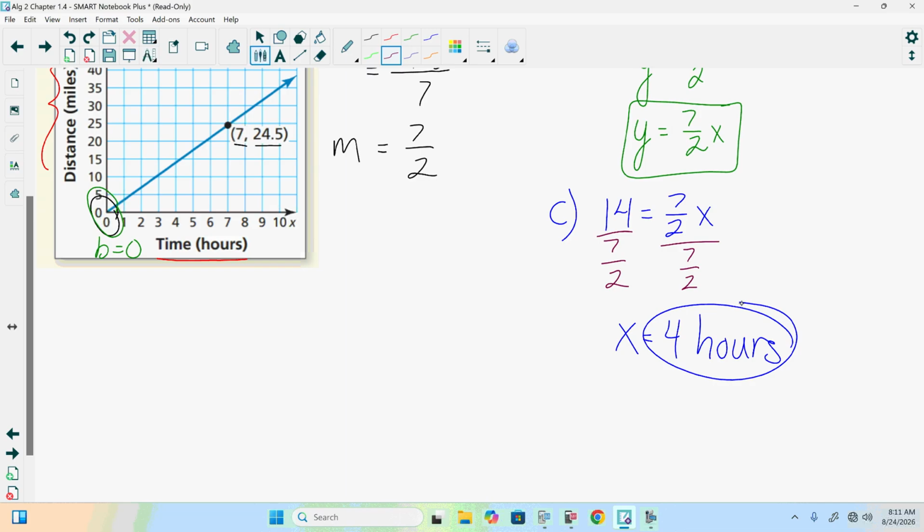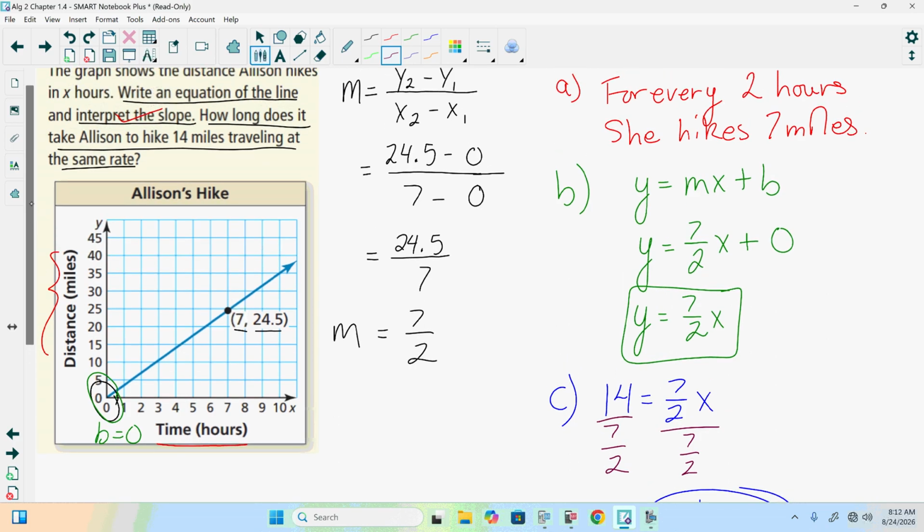We got it from the slope. For every 2 hours she travels 7 miles. So if we multiply the number of miles by 2 to get 14, we multiply the time by 2 to get 4 hours. Questions on this here?